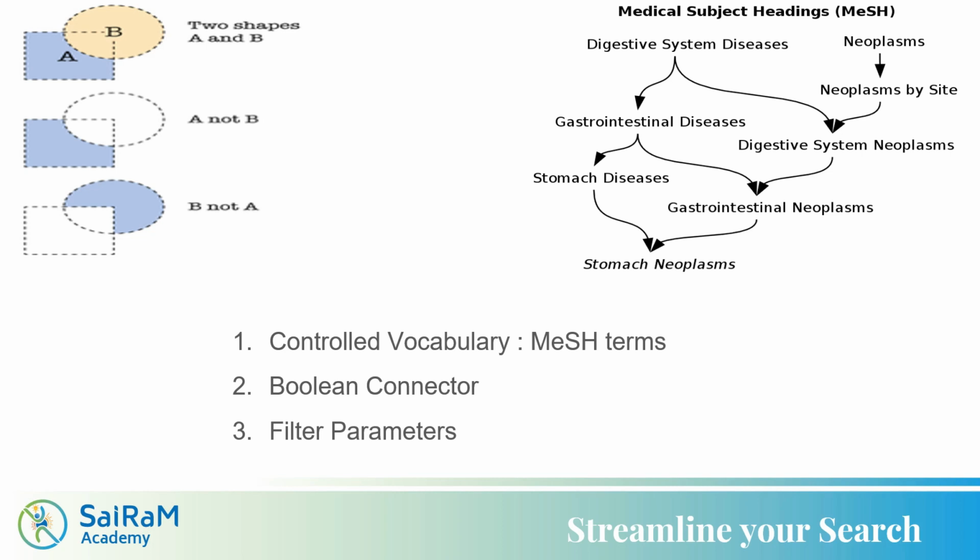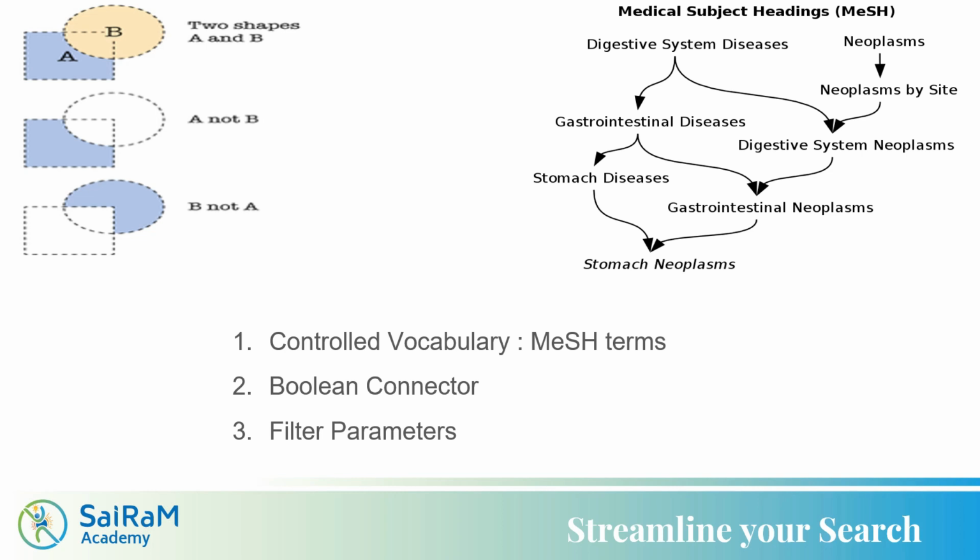Next is NOT. It retrieves information which does not have early intervention. So neonatal NOT early intervention. The results would contain only neonatal and not early intervention. So to narrow down your search, we'll be using AND, capital AND, and NOT, capital NOT. When you use OR, it actually broadens your search.